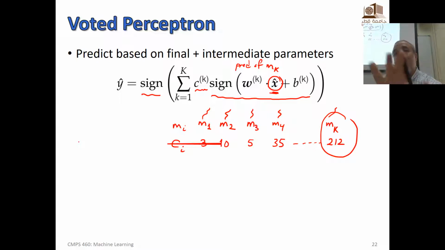Is this a new algorithm now, right? Because we made some changes to both training and prediction of the vanilla Perceptron. What did we change in the training? Did we change anything? We just saved the models. For every model, we save it, and we also save its survival time. Okay, just a counter. That's the only change in training. Do we change anything in computations? No, it's exactly the same model, the same algorithm, except that we are storing the models over time.